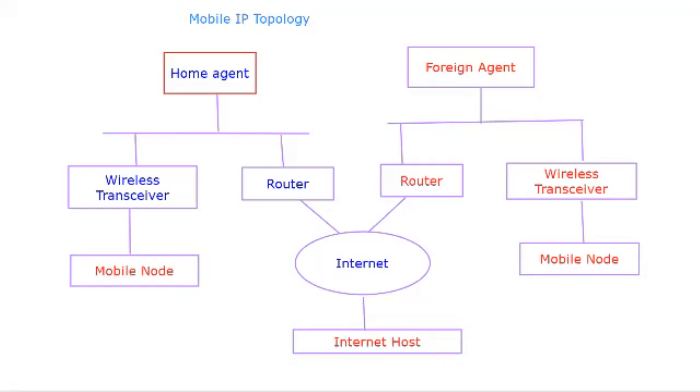Home agent: a router on a mobile node's home network that intercepts datagrams destined for the mobile node and delivers them through the care of address. The home agent also maintains current location information for the mobile node. This is the job of the home agent.